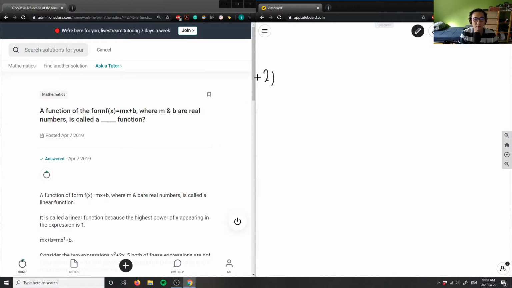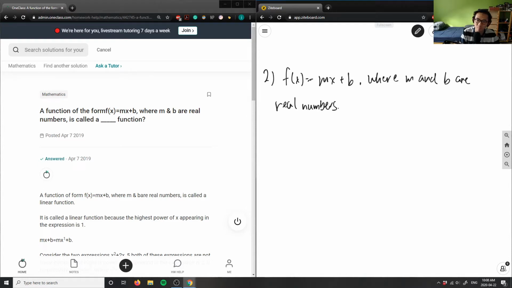A function of the form f of x equals mx plus b, where m and b are real numbers, is called the what function? So if you have the form f of x equals mx plus b, where m and b are real numbers, we just say what function.